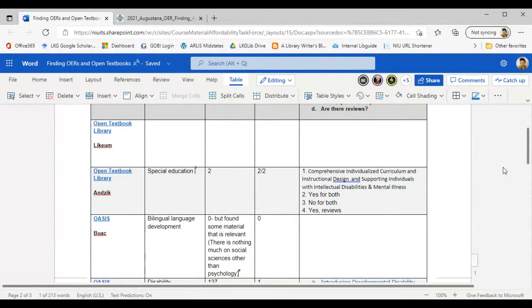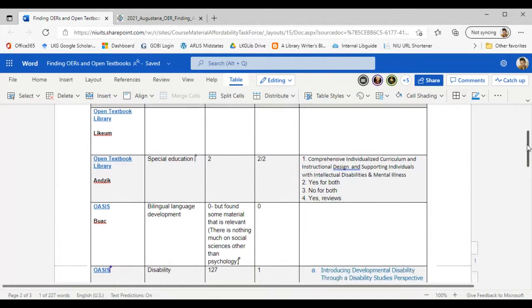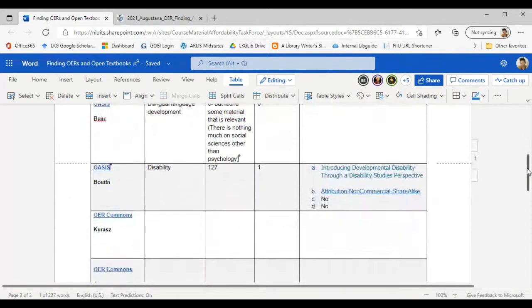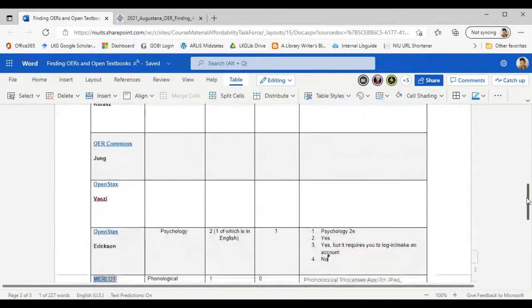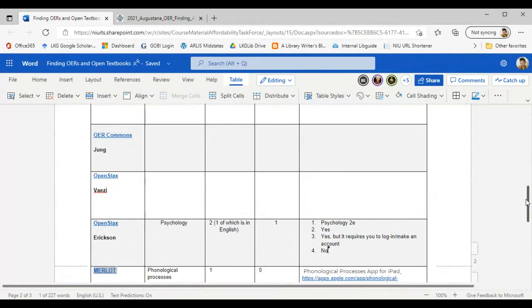Okay, last 30 seconds. I want to finish up. Okay. Thanks, everyone, for completing the chart. It looks like mostly everybody got through all of the columns.